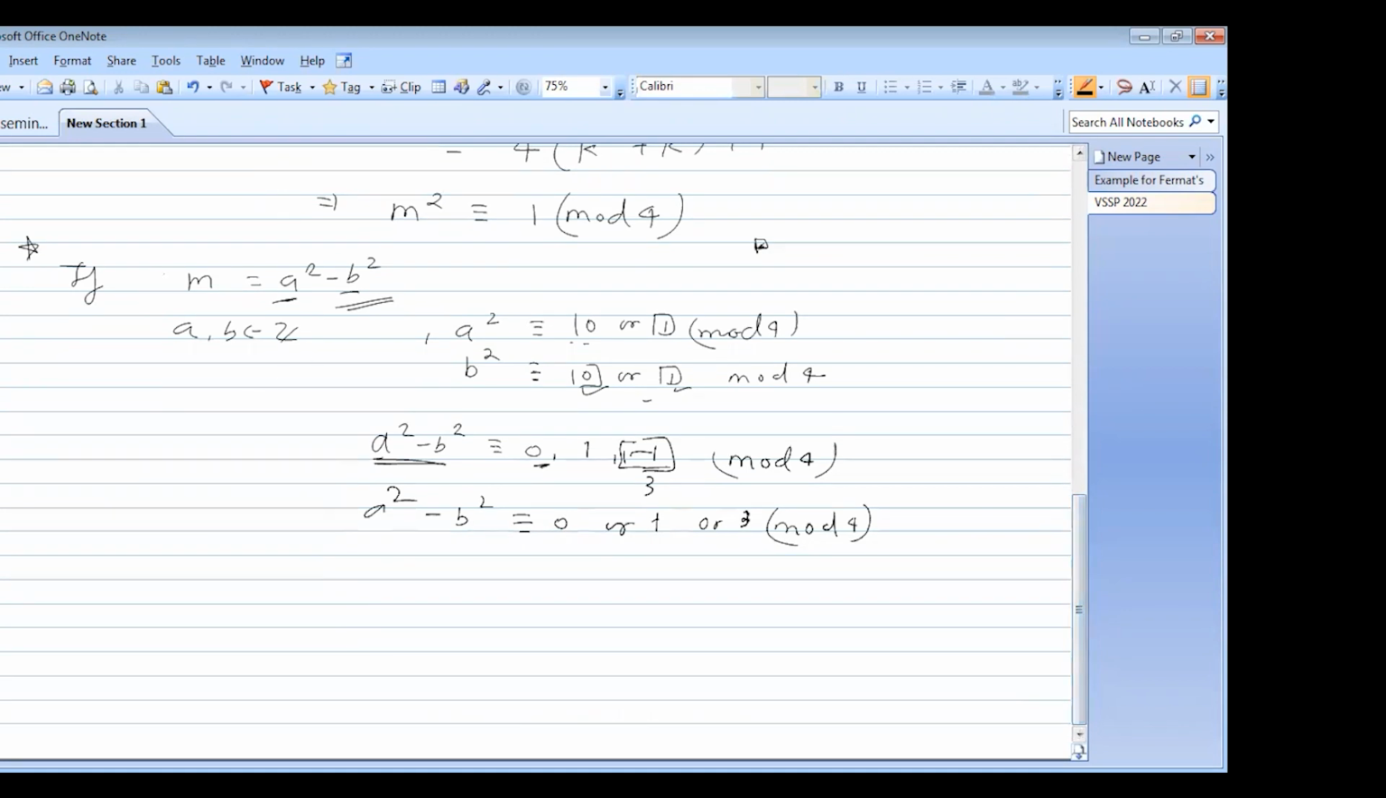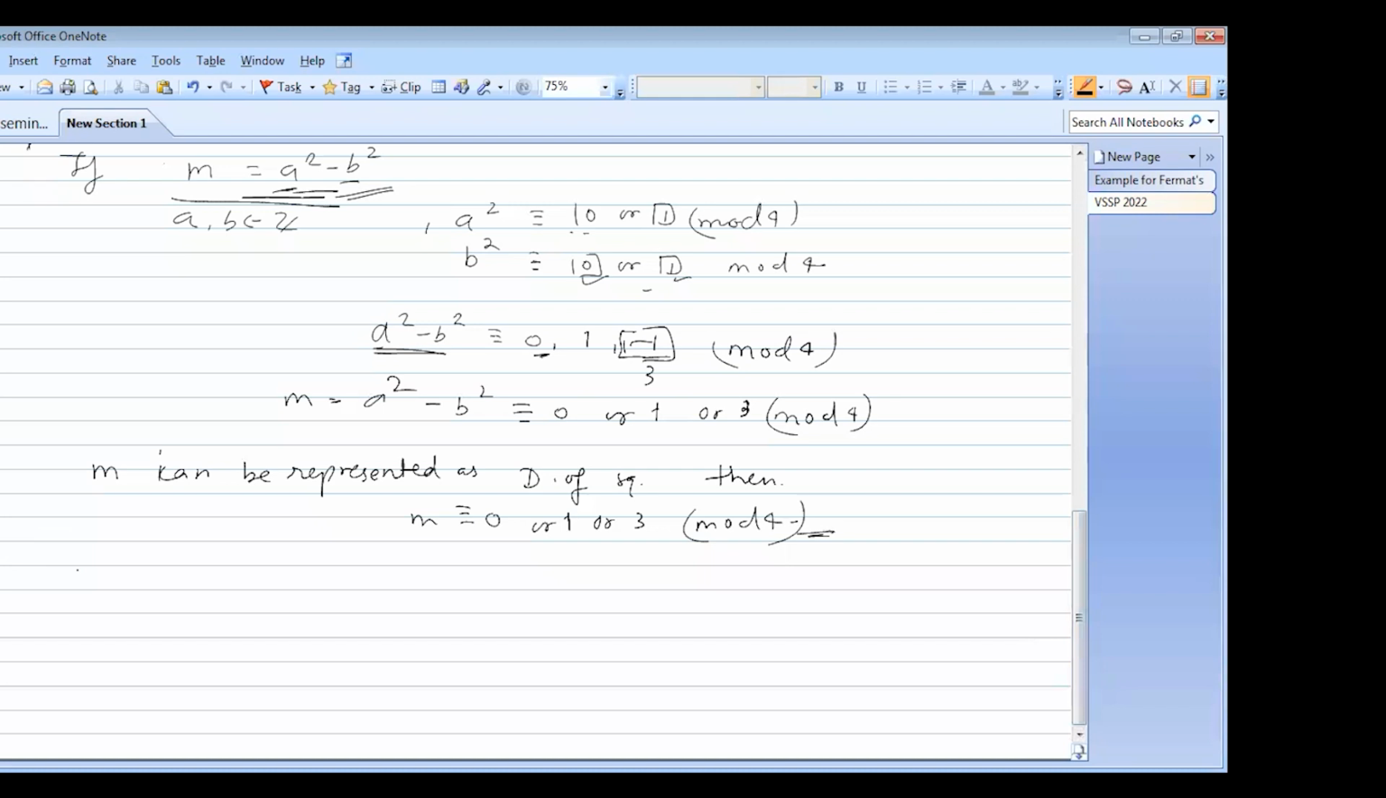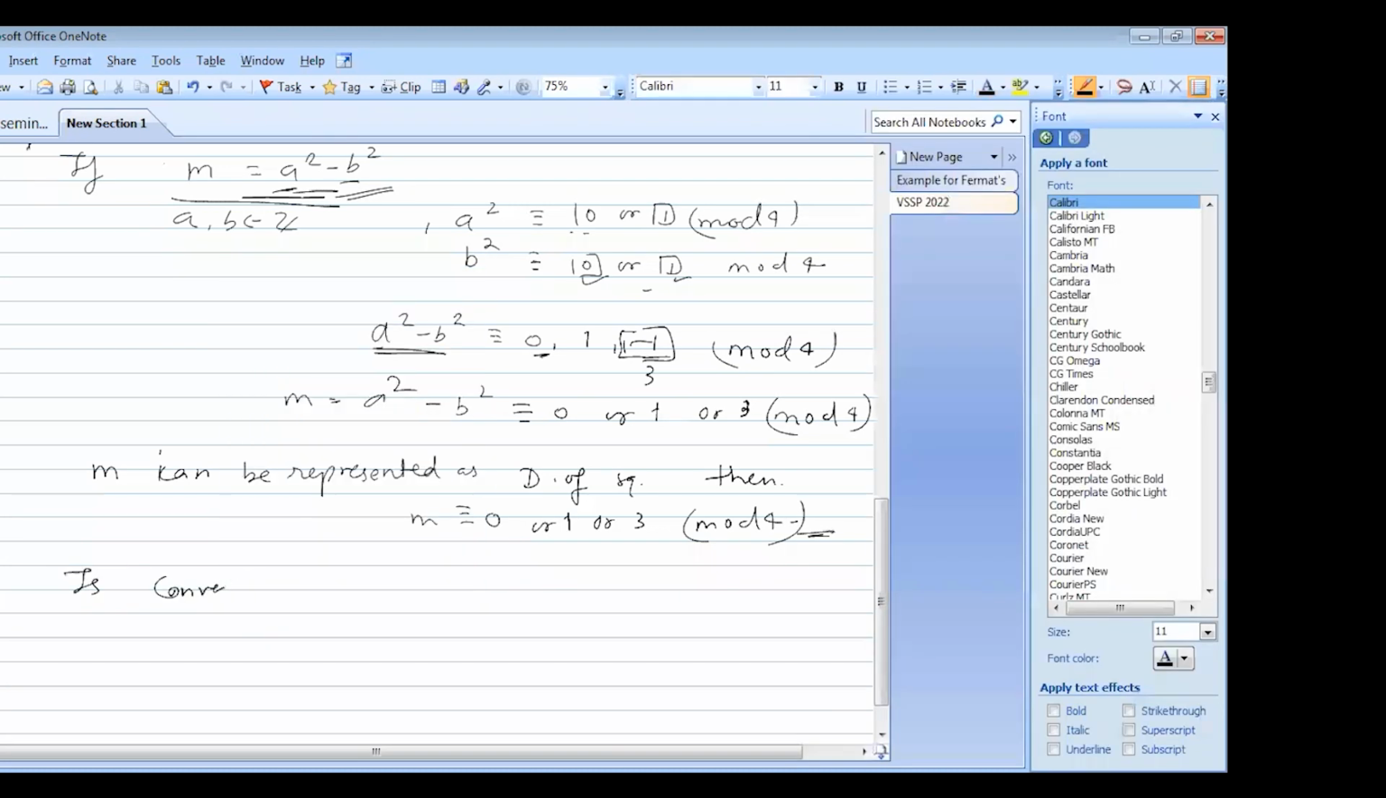So we see that if I am able to represent an integer as a difference of squares, it can't be of type 4k plus 2. It can't leave a remainder 2. So our result says that if m can be represented as a difference of squares, then m is congruent to 0, 1 or 3 modulo 4, right? The next question arises: is the converse true or not?